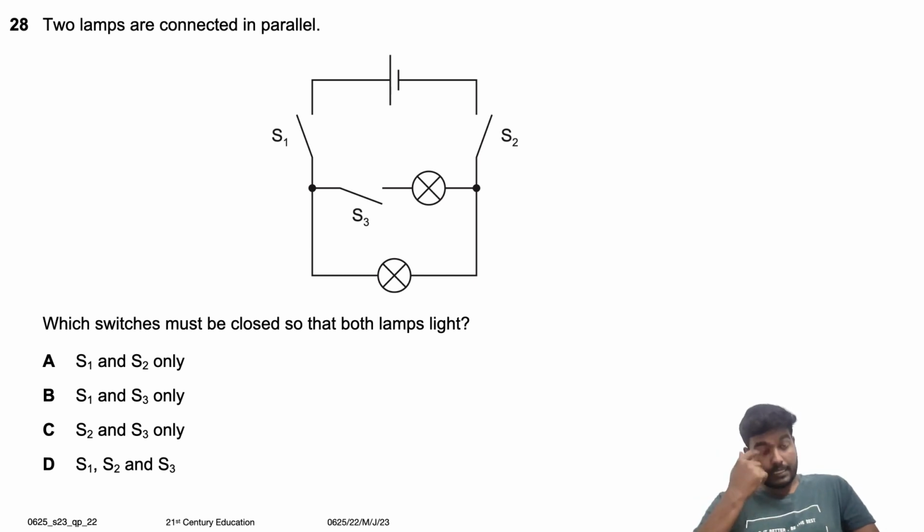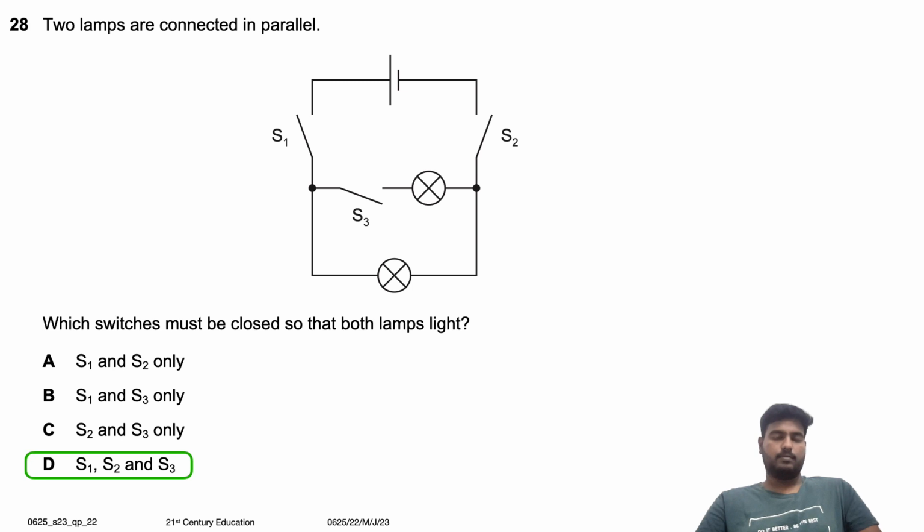Two lamps are connected in parallel. Which switches must be closed so that both lamps light? Obviously we have to close all the switches, then only all the lamps will light. If you don't close S3, then that bulb alone will not light.